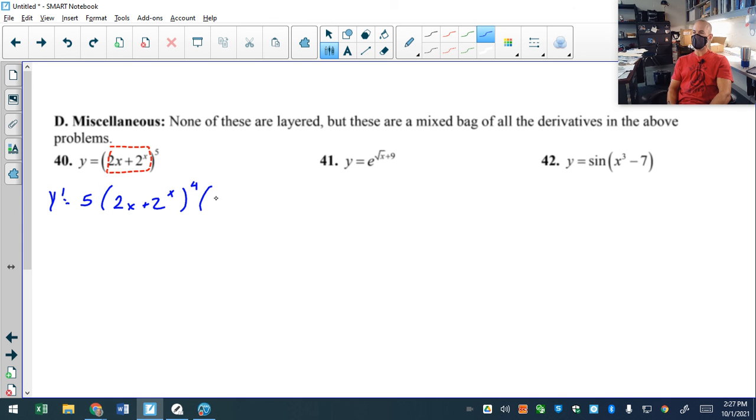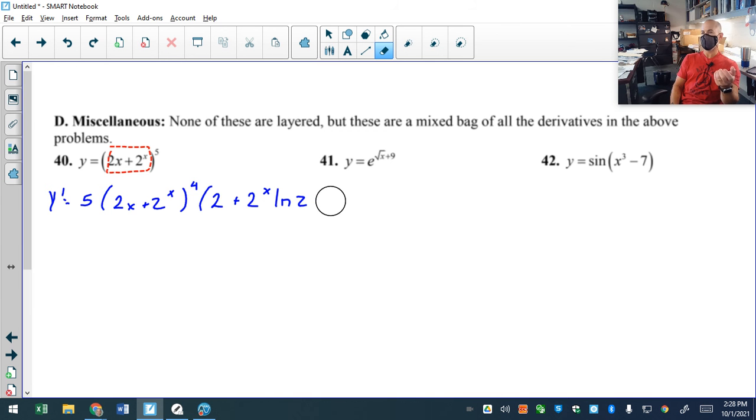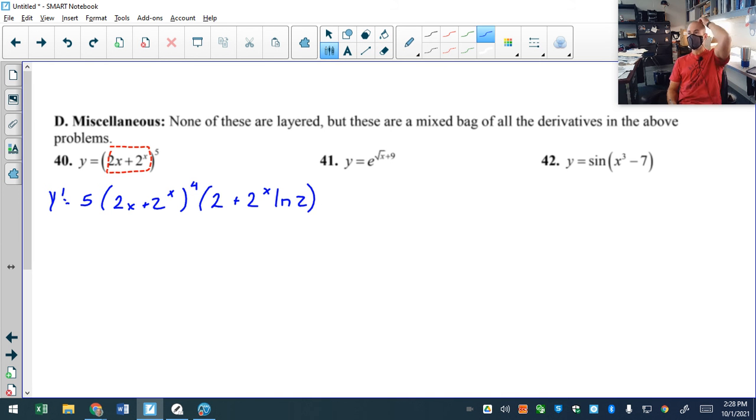Derivative of 2x is 2. The derivative of 2 to the x is 2 to the x times the natural log of 2. And if you want to kill it dead, you could also multiply by 1 because 1 is the derivative of the exponent. That would be like really taking the chain rule to extreme levels. It's not necessary, though. And there's your answer for 40.